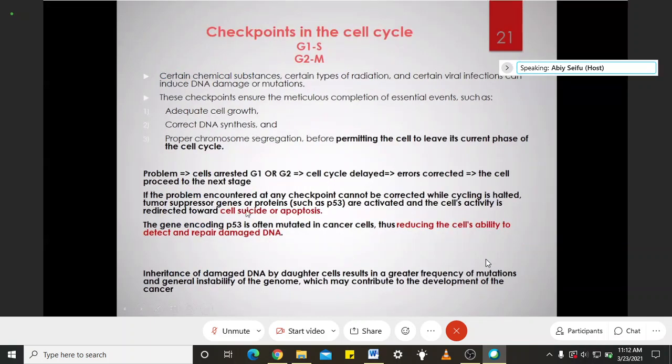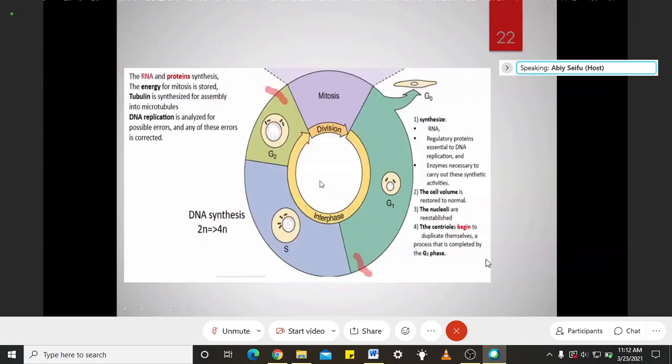And there are also checkpoints. The cell cycle has two checkpoints. The first checkpoint is located here at the G1/S interface. Any error in the genetic material is checked at this point, the G1/S checkpoint. Another checkpoint is between G2 and mitosis. These are the two places in the cell cycle where the cell is monitored or checked for any genetic abnormality.